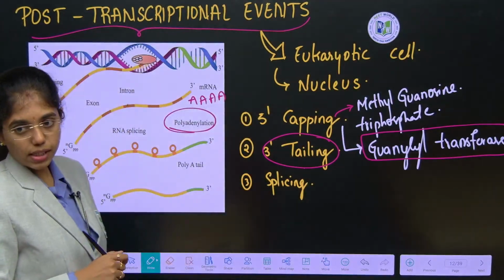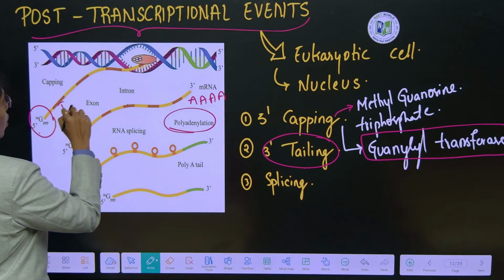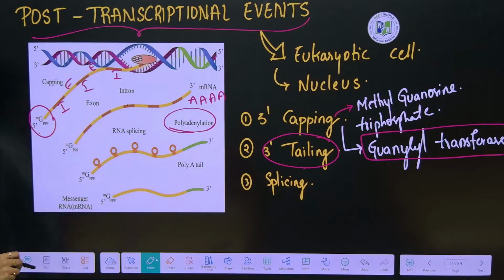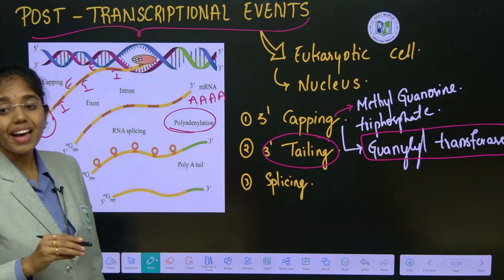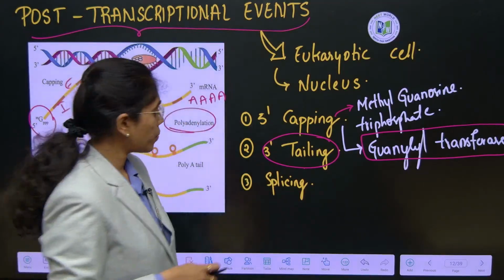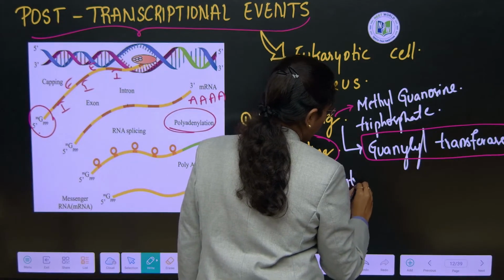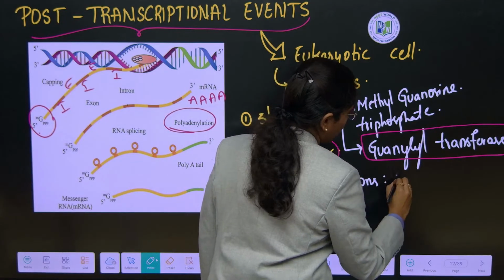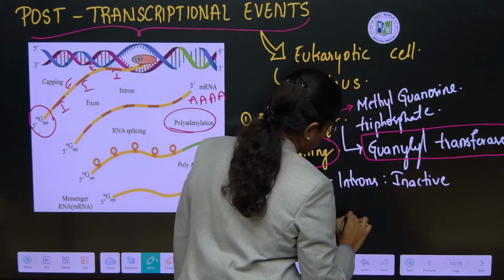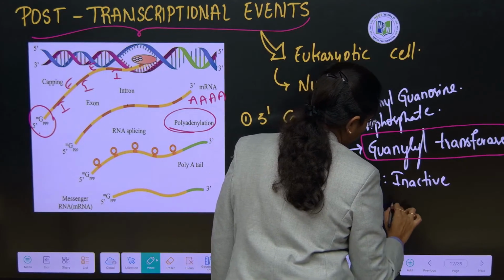Now, splicing. Here can you see intron exon sequences? These are intron and these are the exon sequences. Remember, introns are inactive sequences, exons are expressed sequences.